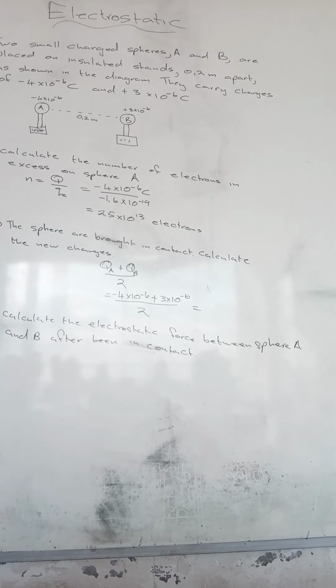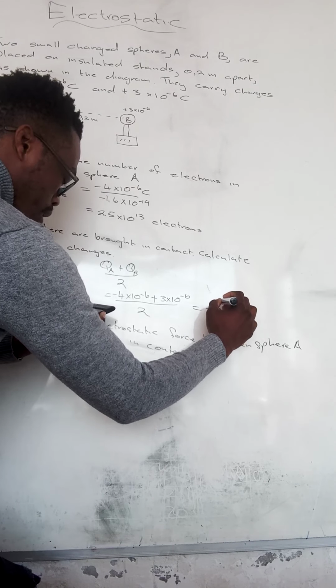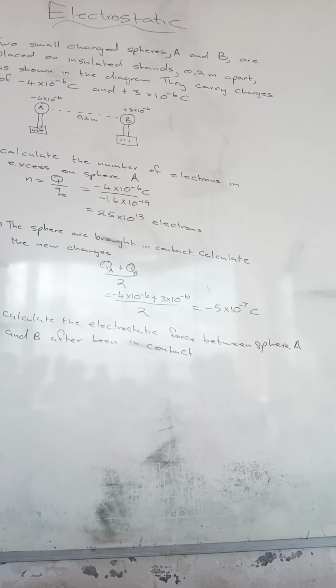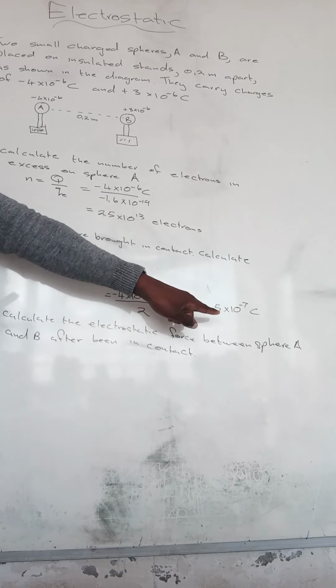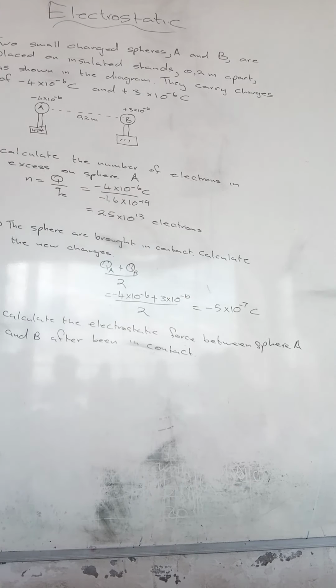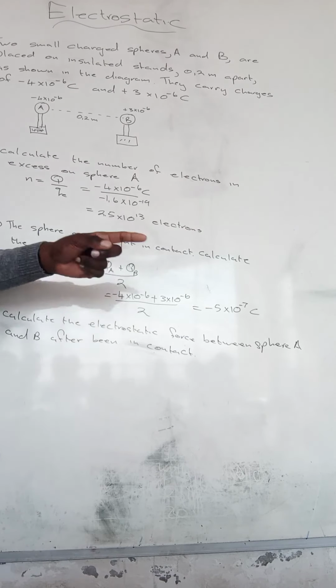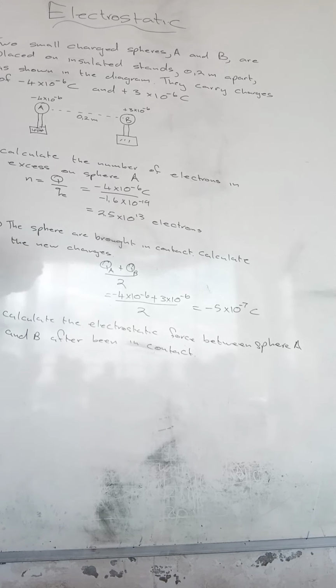Then the new answer is negative 4 times 10 to the negative 6 plus 3 times 10 to the negative 6, divided by 2. So our answer is negative 5 times 10 to the negative 7 coulomb. Hopefully you got it. So these are their new charges. No longer the old ones, they will now be these charges. In all the following questions you will use these. A will carry this charge and B will also carry this charge. Does it make sense? I think so.